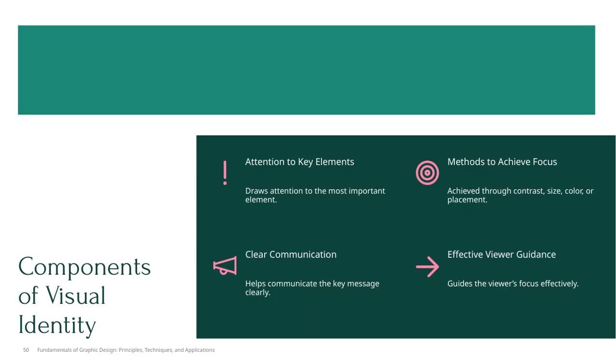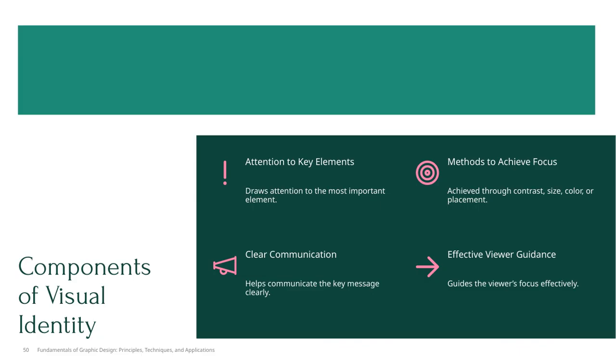When it comes to achieving focus in your design, there are several effective methods you can use. For example, contrast can really make an element stand out, while adjusting size, color, or placement can guide the viewer's eye to what's most important. It's about creating a visual hierarchy that naturally draws attention where you want it. Paying attention to key elements is also crucial. You want to make sure the most important part of your message or visual is easily recognizable and stands out from the rest. This helps your audience quickly grasp what matters most.